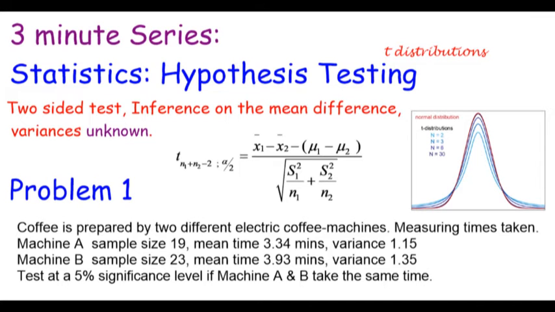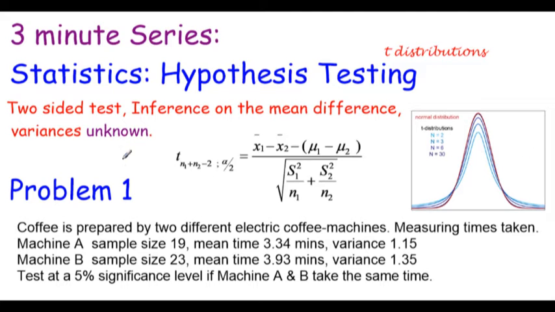Today we're looking at the 3-minute series on statistics, hypothesis testing with the t-distributions. Now we use the t-distributions, as you know, if the variances are unknown. We're looking at inferences on the mean difference today, on a two-sided test. You can see here the normal and the t-distributions are quite similar.